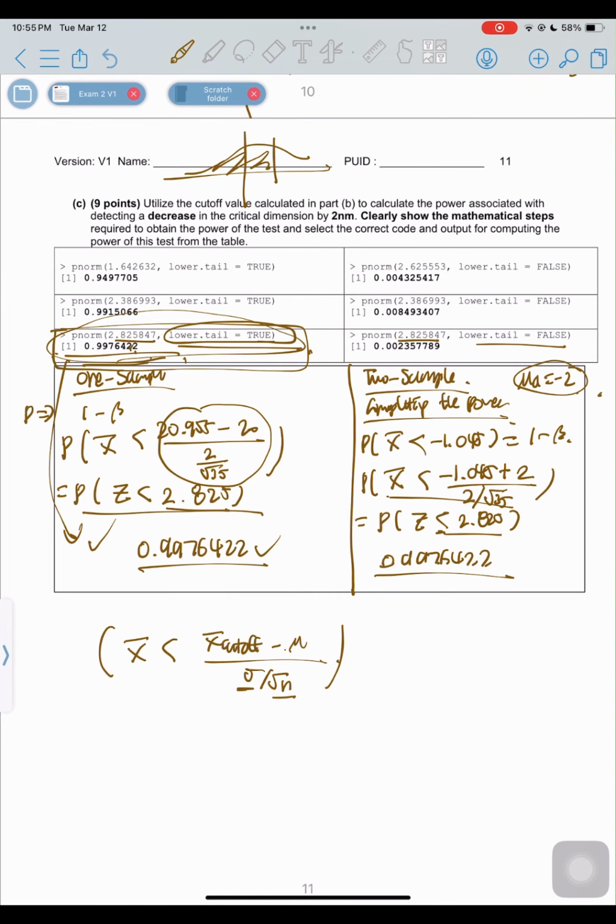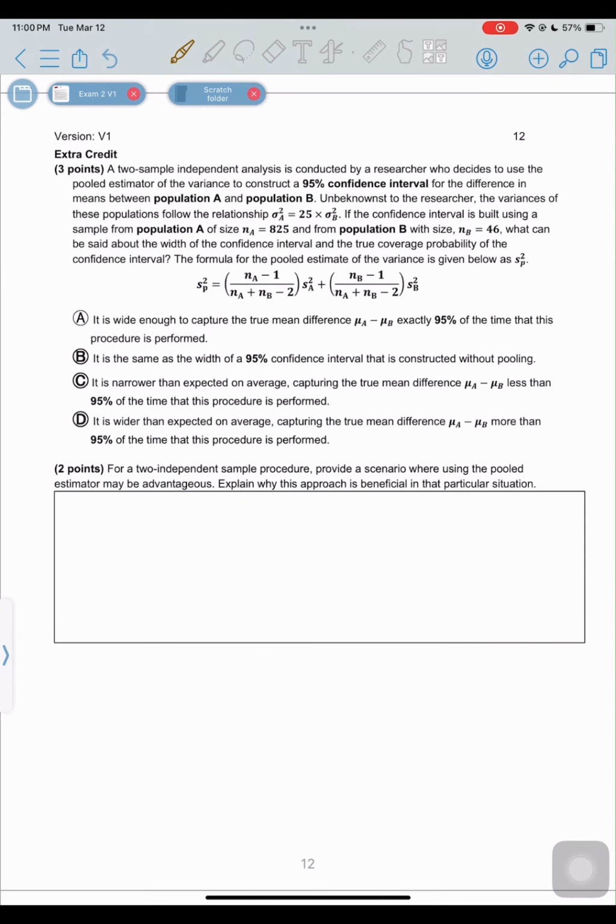Yeah. Next is the extra credit question, so if you don't want to do it in your exam, you don't have to. But since we have it, I'll just go over it. So a two-sample independent analysis is conducted by a researcher who decides to use the pooled estimator of the variance to construct a 95% confidence interval for the difference in means between population A and B. And we know that the variance of A is equal to 25 times variance of B.